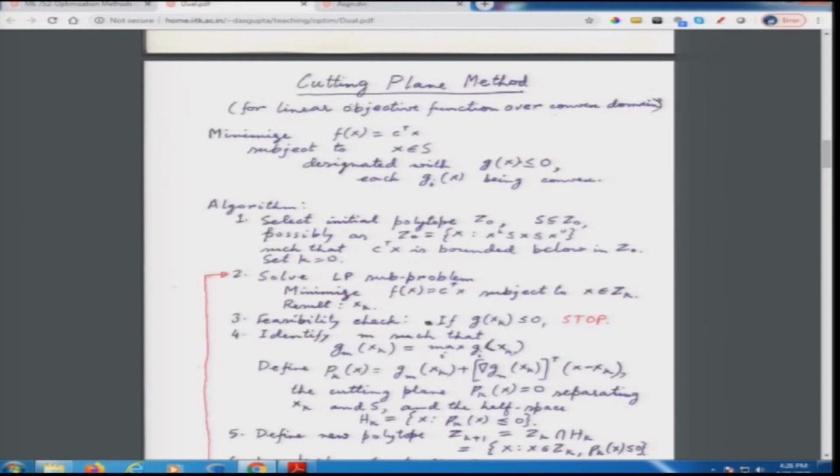So, you say this in this manner: minimize f(x) = c transpose x. So, a linear objective function, and plus a constant, whether you give it or not, it does not matter either way, subject to x belonging to a domain. Okay. So, this domain S is designated with inequality constraints in which each of these g_i's is a convex function. Okay. Now, how does the cutting plane method work?